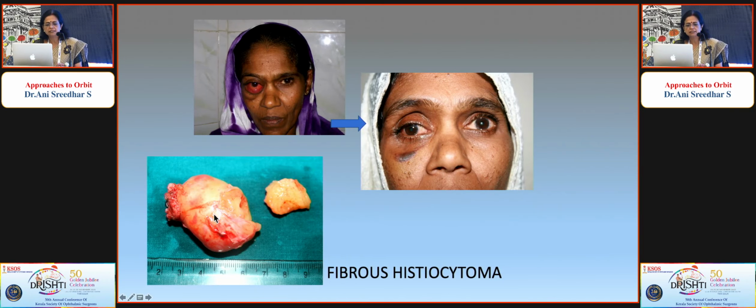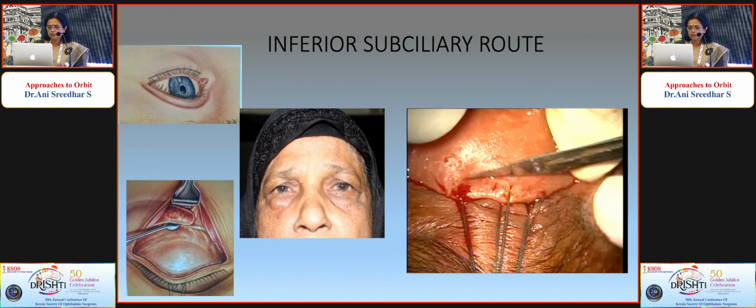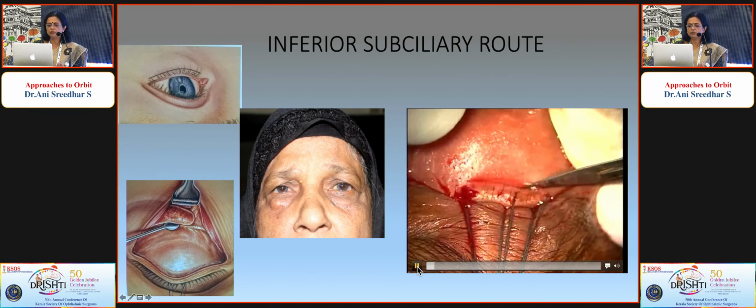So this is a mass which is encapsulated. It's a fibrous histiocytoma. It is now coming under the classification of solitary fibrous tumor. So this was a mass which was felt to be very hard.